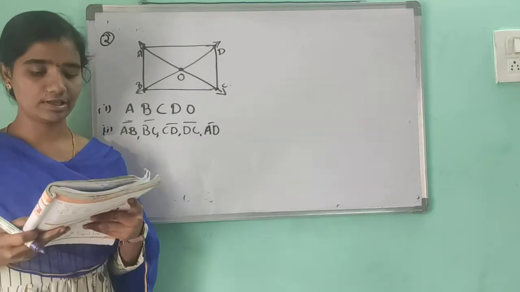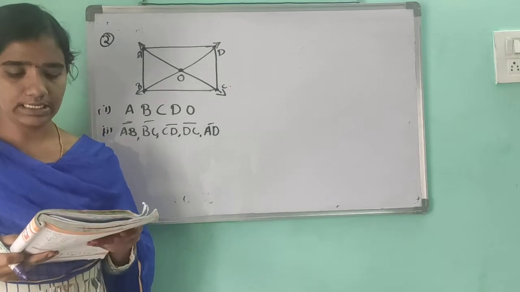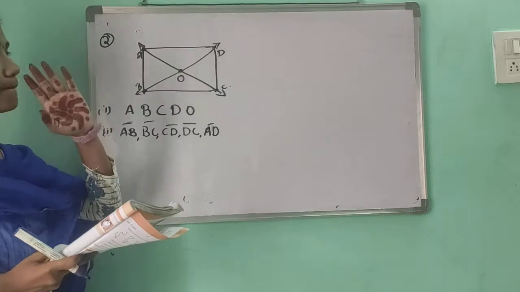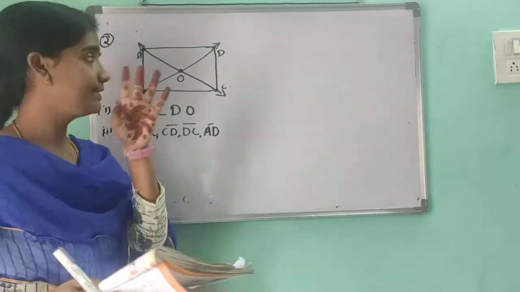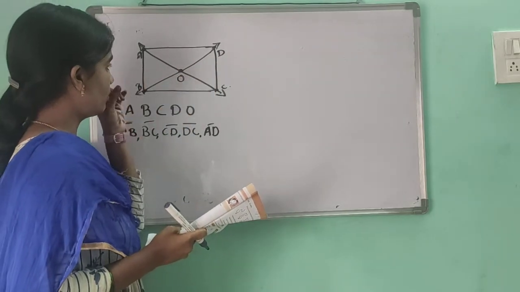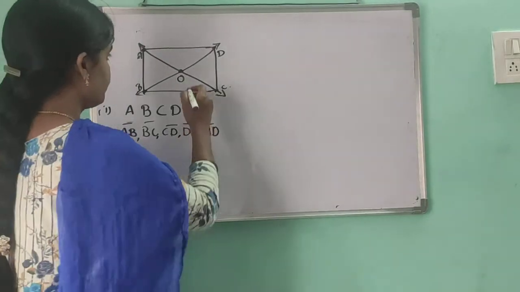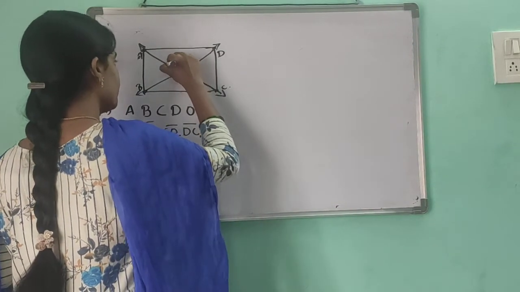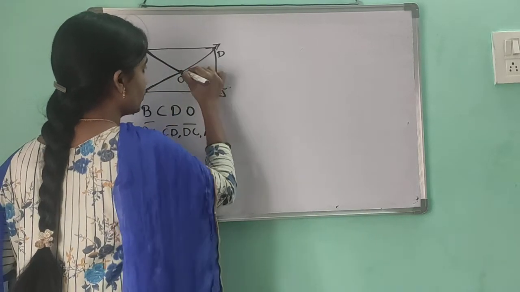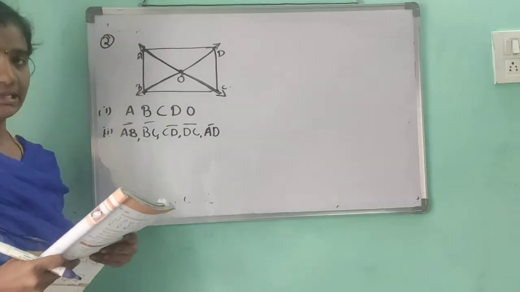Coming to the third one, any 3 rays. In this figure we have 4 rays. How many rays? 4 rays. So let's see. Any 3 rays means O to A, O to B, O to C, O to D. These are the rays.